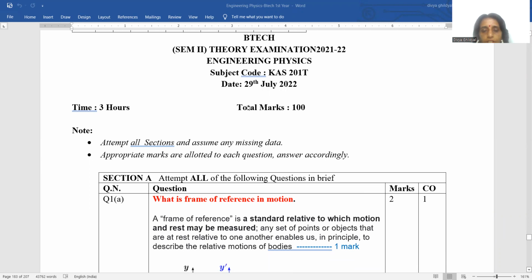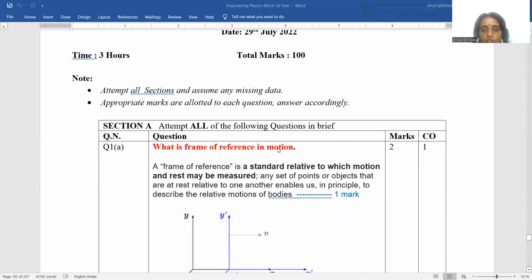As you can see, the total marks of the paper were 100 marks and it was a 3-hour paper. You had to attempt all sections and they have not given any constants in this question paper. Here they are saying that you will assume any missing data on your own. Things like mass of electron, mass of photon, Planck's constant, etc. These types of constants are missing from the paper. Approximate marks are allotted to each question. Accordingly, you have to write the answers.